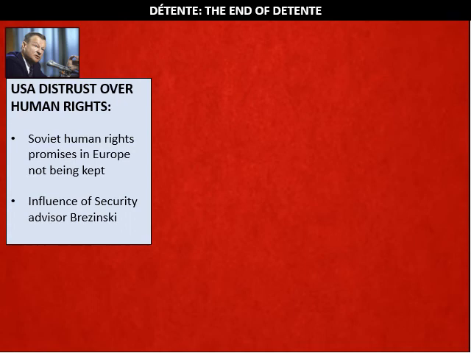Let's look at how Détente came to an end. Firstly, America had become increasingly frustrated with the lack of progress around human rights, that the agreements of Helsinki had not resulted in improvements. President Carter was increasingly influenced by his security advisor, Brezhnev, who advised him to take a harsher line with the Soviets.